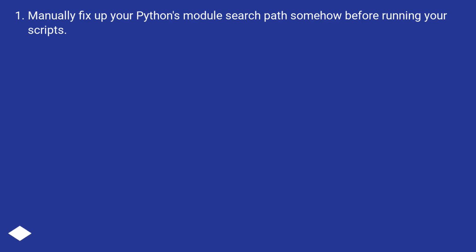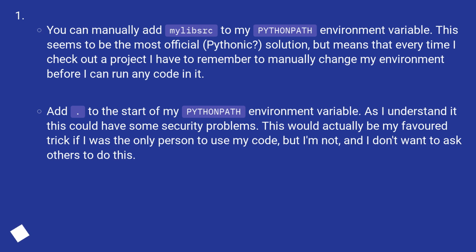Manually fix up your Python's module search paths somehow before running your scripts. You can manually add mylib to my PYTHONPATH environment variable. This seems to be the most official, Pythonic solution, but means that every time I check out a project I have to remember to manually change my environment before I can run any code in it.